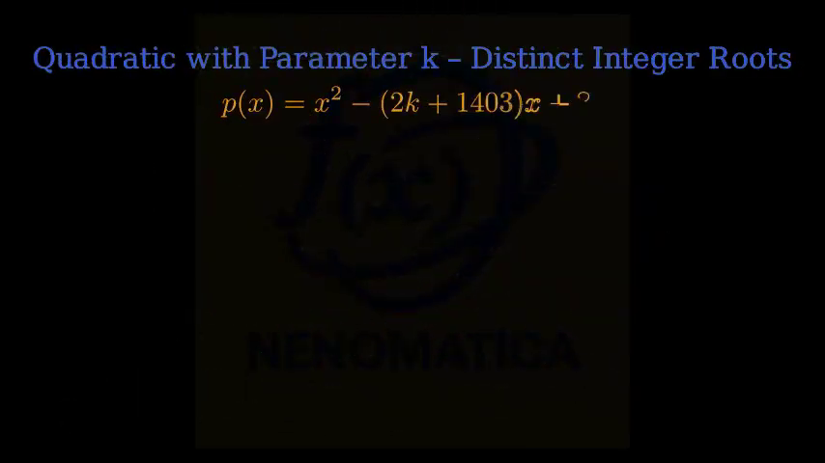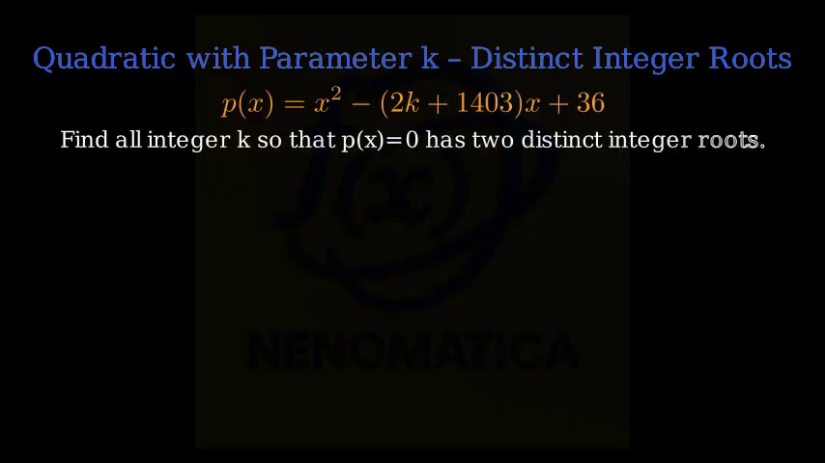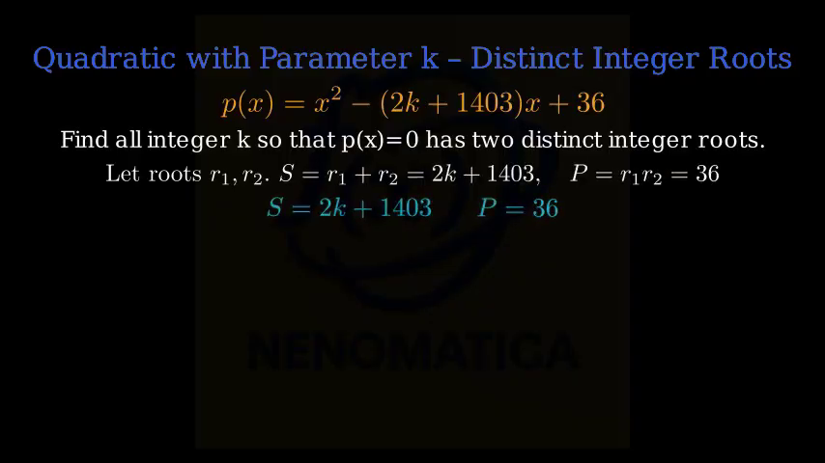In this lesson, we will solve a parameter problem about integer roots of a quadratic. We are given the polynomial p of x equals x squared minus (2k plus 1403) x plus 36. We want all integer values of k for which p of x equals 0 has 2 distinct integer roots, and how many such k there are. We use Vieta's formulas. If r1 and r2 are the roots, then their sum s equals 2k plus 1403, and their product p equals 36.